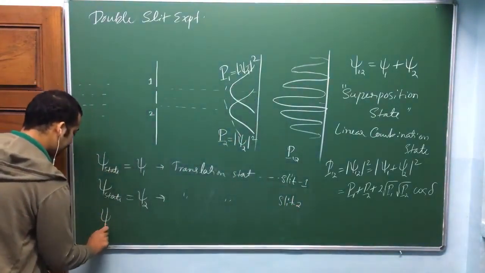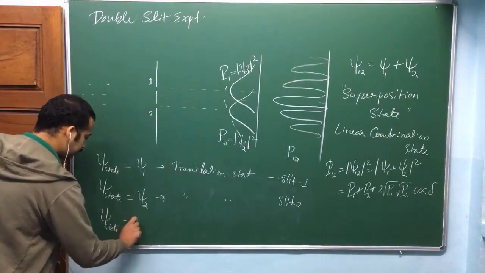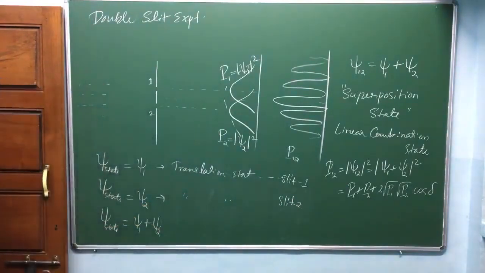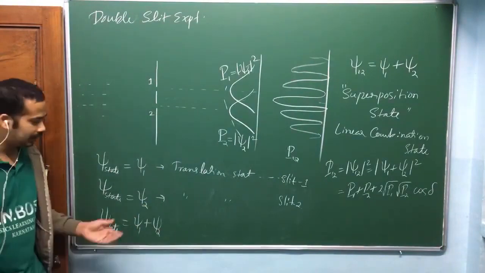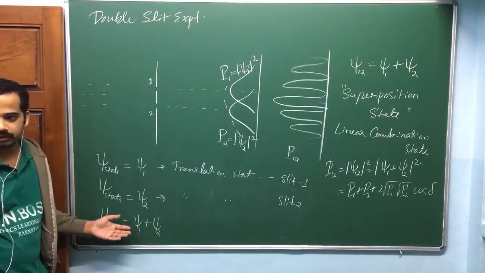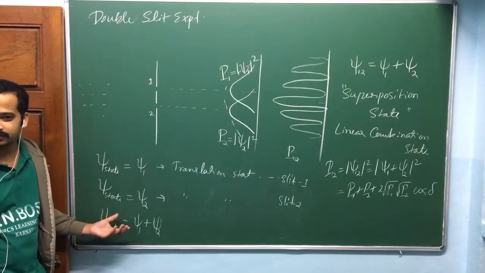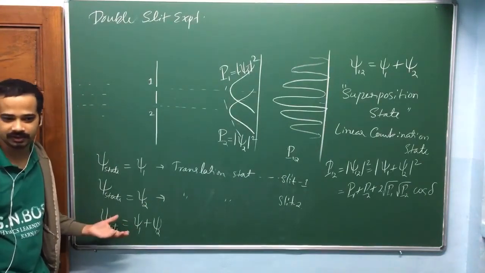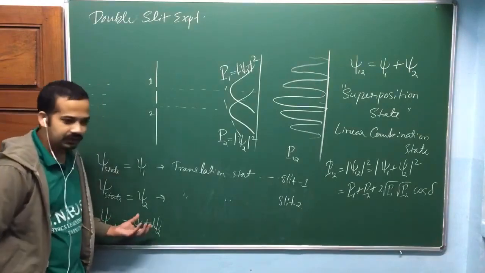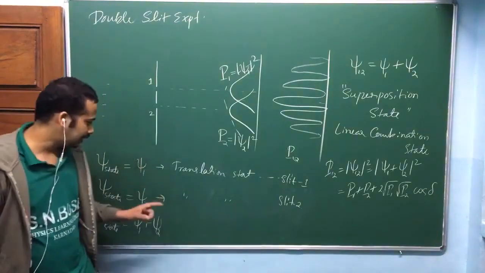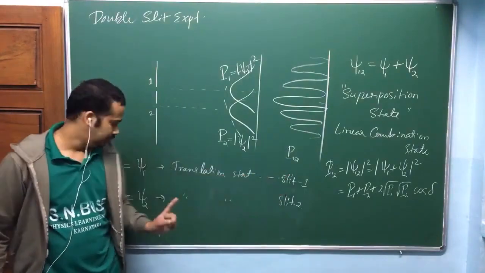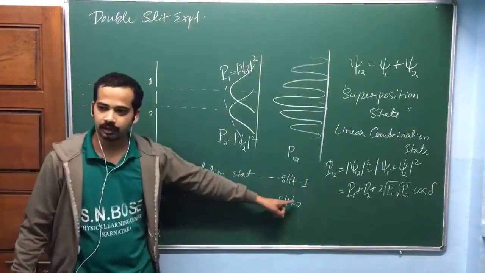Again, the state of the electron can be a superposition of these two, or a linear combination of these two. Now you can't say this is a translational state. Which translational state do you say? It is a superposition of translational states, a linear combination of translational states. You can't give any word for this one. Just like I said, psi 1 is the translational state of the electron that passes through slit 1, so psi 2 is the translational state of the electron that passes through slit 2.